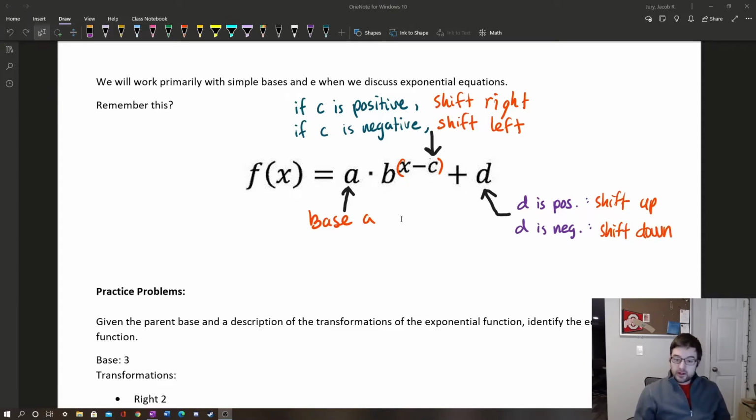Right. So not only does base A, sorry, why did I do that? This is the base. I got so excited to see it looking at the base. B for base. Right. So A, you might remember, contributes to vertical stretch. Can't spell. And vertical shrink.